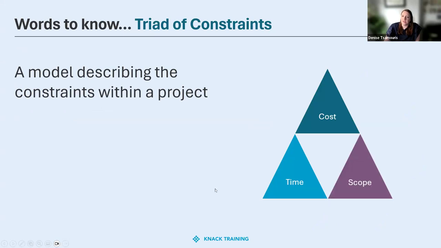Another common terminology is the triad of constraints, or the project management triangle, or the triangle of constraints. So, like I said, across all different types of projects, these are the three constraints within a project: your time, meaning your timeline for this project, your budget, and your scope. Waterfall does it a little bit differently than Agile. Waterfall looks like this triangle, and in actuality, Agile flips it upside down. And that really focuses on what is fixed and what is flexible within your project.